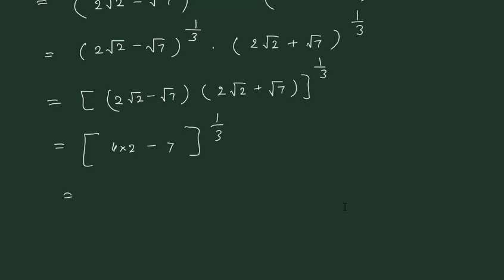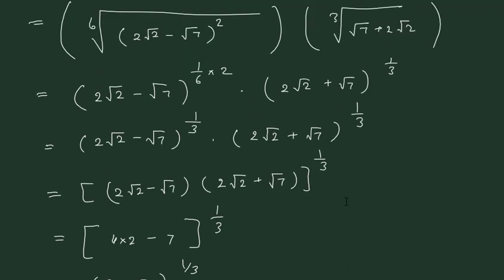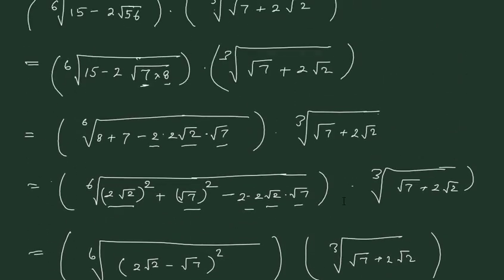So 8 minus 7 the whole power 1 upon 3, and finally we will get the answer. 8 minus 7 is 1. So it is 1 power 1 upon 3, which is 1. So the final answer for this question is 1.